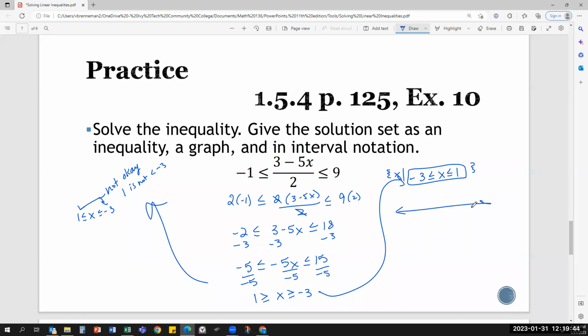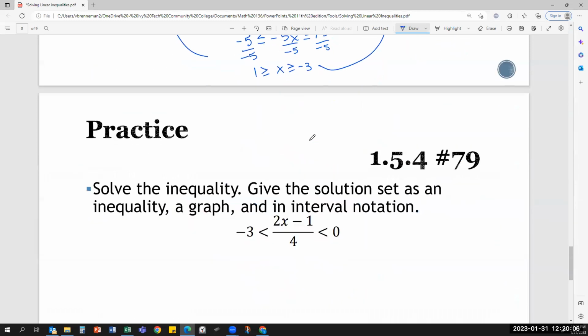On the graph, we have -3, 1, 0, somewhere in between there. Square brackets on the -3 and on the 1, and we have everything in between there. So interval notation, square brackets, -3, comma, 1, square brackets.